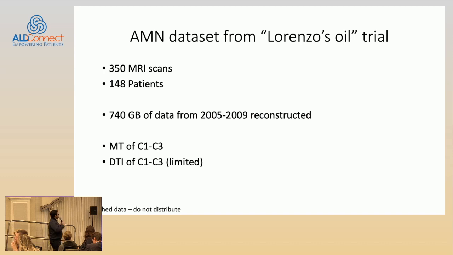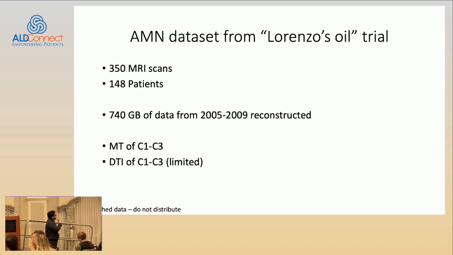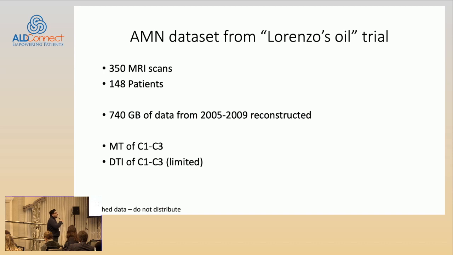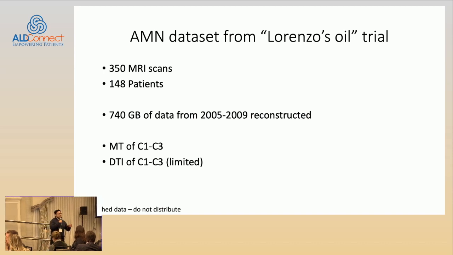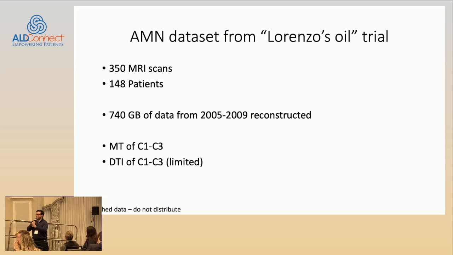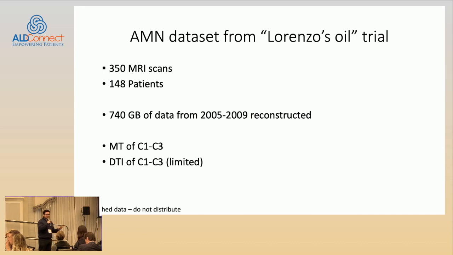For this, we looked at the AMN data set from the old Lorenzo's Oil Trial in 2005 to 2009. This hadn't been looked at yet. And this is historic data where 350 MRI scans of 148 patients were manually stored on magnetic tapes in single byte form that took about 4 months to reconstruct and extract. I literally bought a brush to brush off the heads of these magnetic tapes and load them into a robot that one by one overnight would read them. But we've managed to reconstruct about 740 gigabytes of data to extract these scans and start analysis.